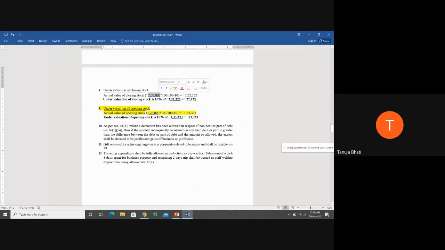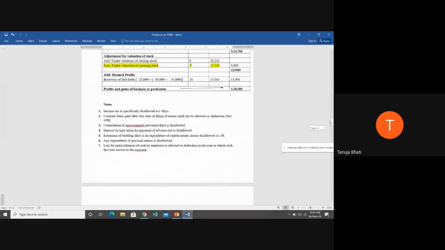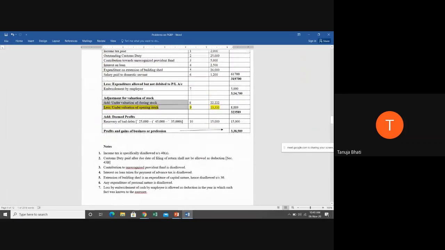So tell me, students, by how much it is undervalued? Either you can take 10% of 2,22,322, you will get the answer, or if you minus 2,22,322 by 2 lakh, you will get also the amount by which it is undervalued, which is 22,322. So if your income is undervalued and you have to bring the correct adjustment to the net profit, you have to add it back. So add undervaluation of closing stock, which we have shown in the working number 8, that is 22,322.